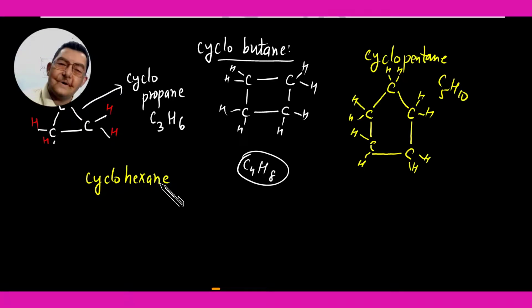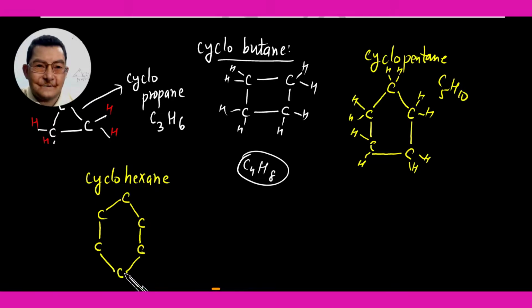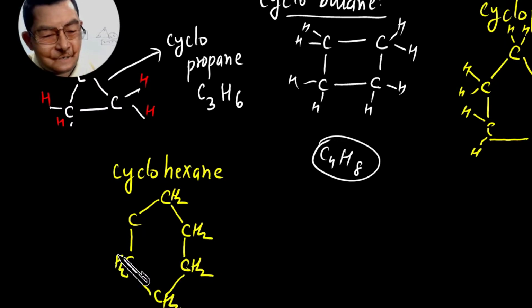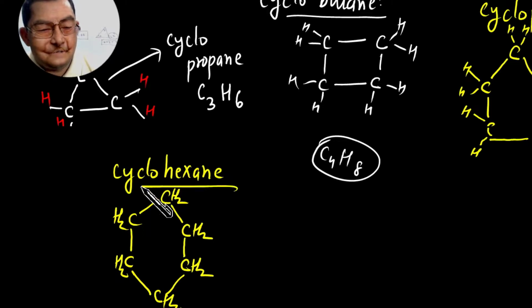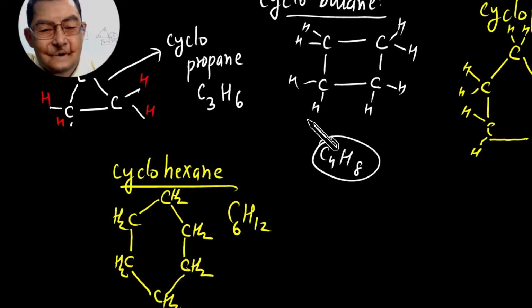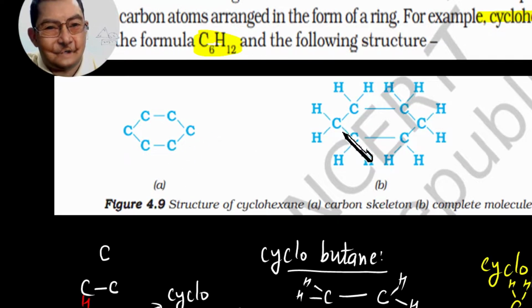So when we talk about cyclohexane, my dear students, you have to draw 6 carbons: 1, 2, 3, 4, 5, and 6 carbon. Complete their valences with H2, H2, H2, H2, H2, and H2. So this is cyclohexane, C6H12. See, this is the structure the book is talking about over here. So you draw a hexagon and then complete the valences on the hexagon.